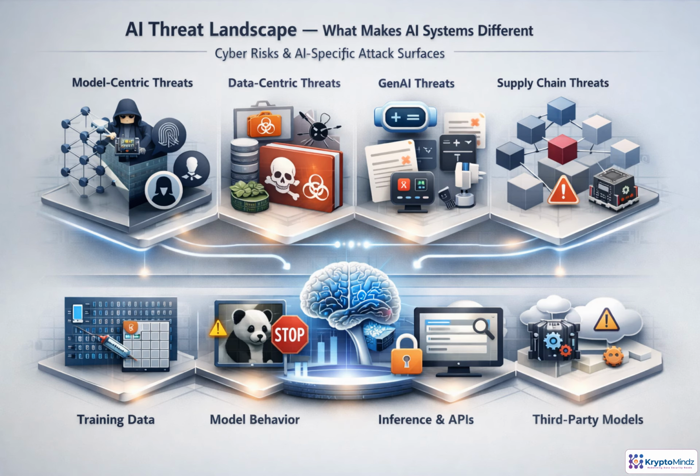AI changes the threat model because the system is no longer just code and infrastructure. The model, the data behind it, and the way users interact with it all become attack surfaces. Traditional risks still matter, including exposed APIs, weak access controls, and vulnerable dependencies. But AI adds new paths. Poisoned training data, stolen or reverse-engineered models, prompts that override instructions, retrieval content that manipulates answers, and third-party models you cannot fully inspect. A useful mental model is to ask, what could corrupt the data, manipulate the model, abuse the interaction layer, or compromise the supply chain?